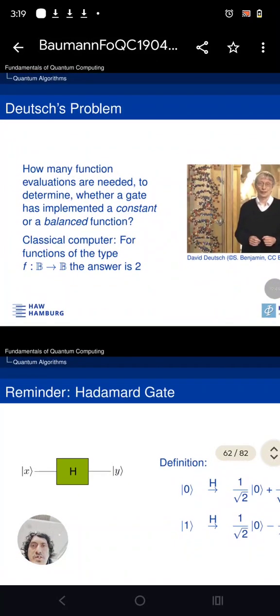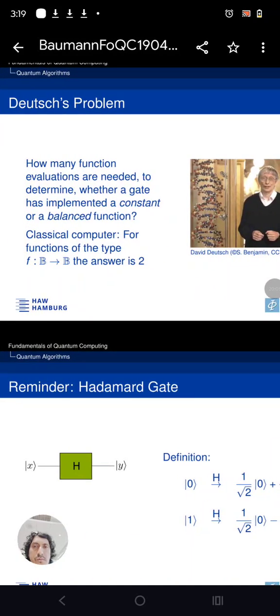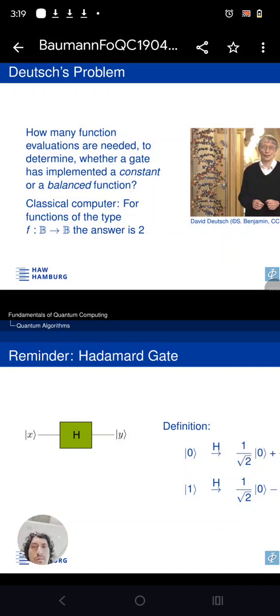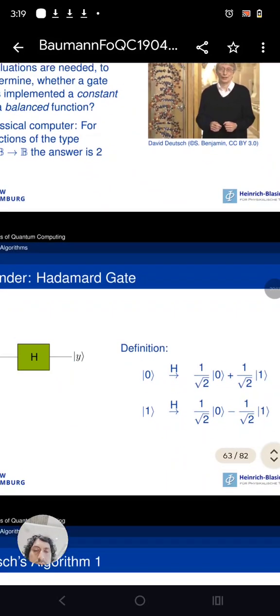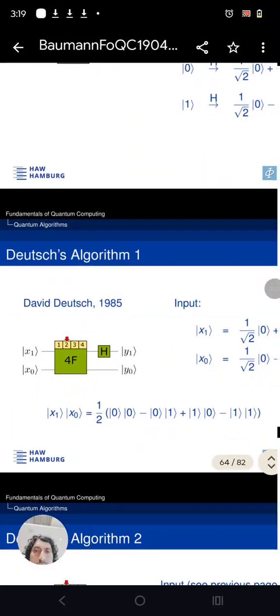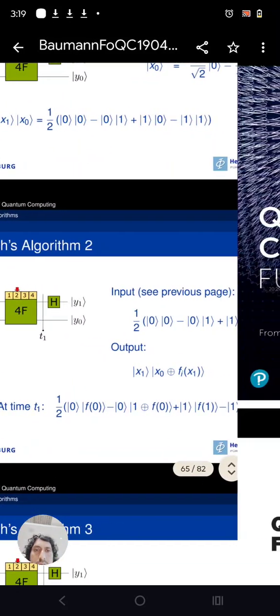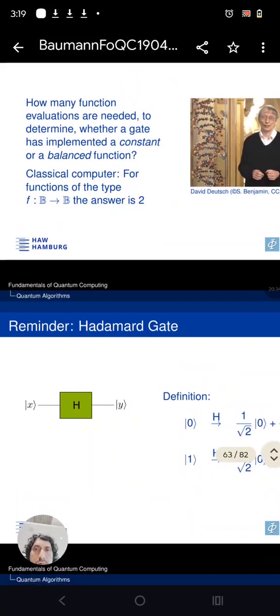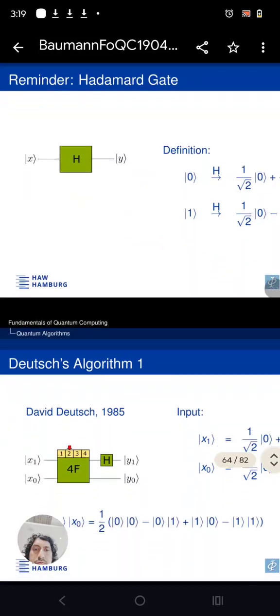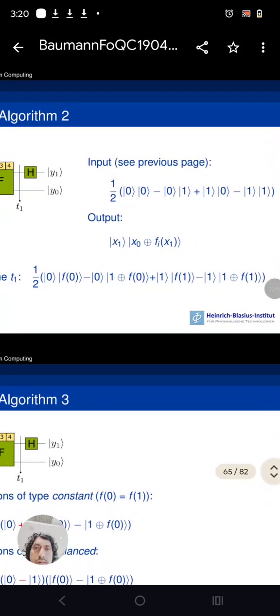So we have now come to this Deutsch problem. How many function evaluations are needed to determine whether a gate has implemented a constant or a balanced function? So on a classical computer, for functions of the type f from B to B, the answer is 2. Only 2 evaluations are needed. Does it mean 2 measurements? At time t1, it got this.